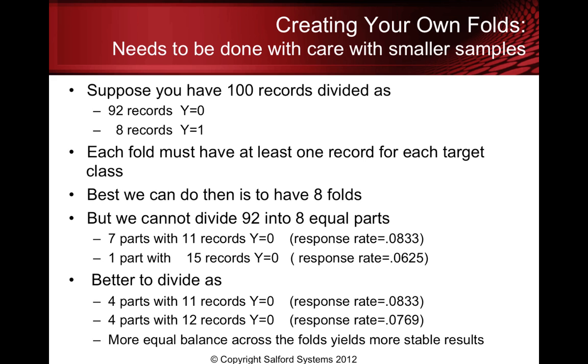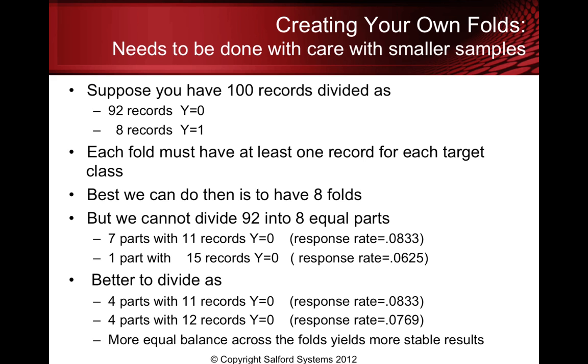One of the ways in which we could do things is we could have 8 folds. 7 of them would have 11 of the zeros, and each of those 7 would also have 1 of the ones. And then the last part would have the remainder, which would be 15 zeros and the final 1. But that's not such a good idea, because the response rates in the different bins are all the same for the 7 parts, but they're quite a bit different for that last 8th part, relatively speaking. That's 1 to 15 versus 1 to 11.